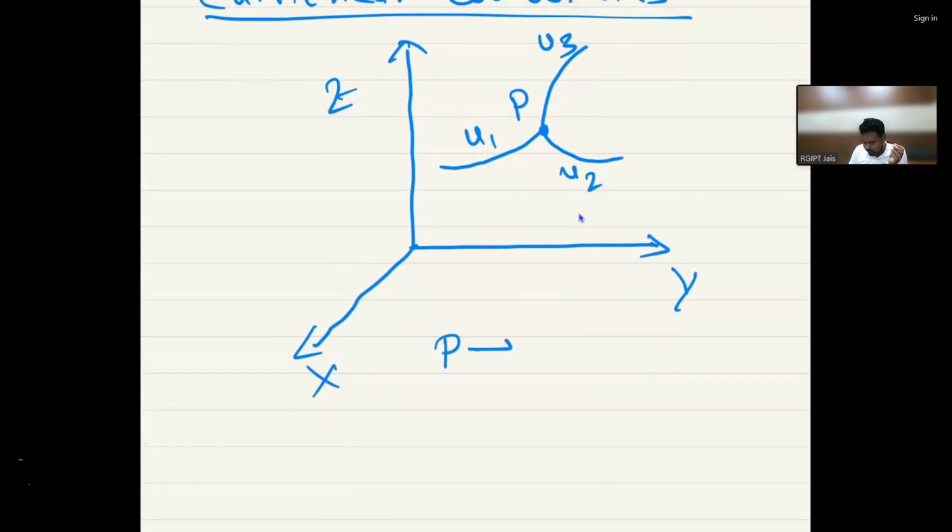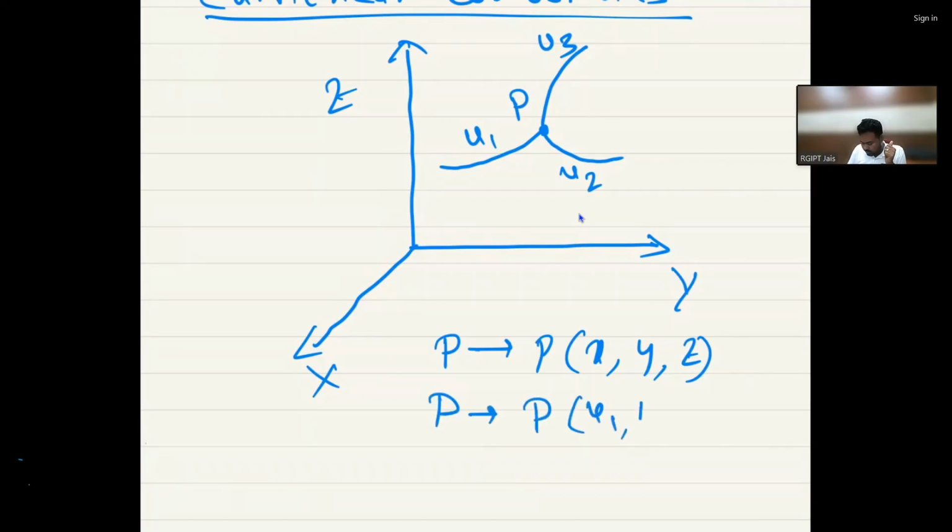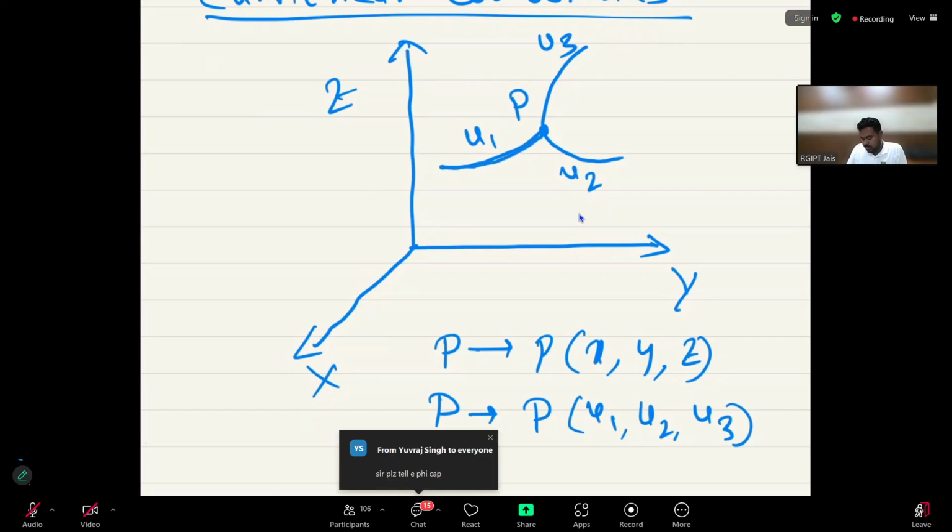This point P will be represented by the coordinates x, y, and z. But in this new curvilinear coordinate system, U1, U2, U3, we can again represent this point P by some values of U1, U2, and U3. We don't know these; they are some arbitrary values. So our goal is to determine the unit vectors for this arbitrary curvilinear coordinate system. So how will we determine the unit vectors?